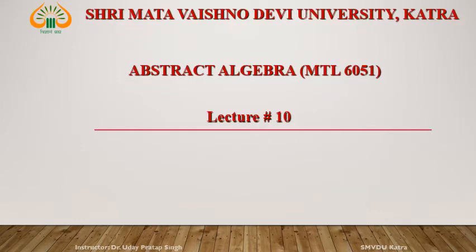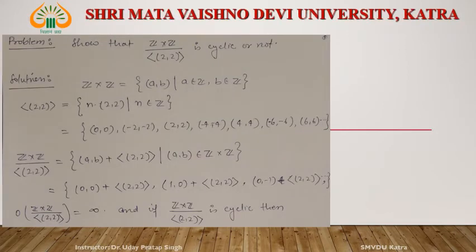Welcome you all in the lecture number 10 of Abstract Algebra MTL 6051. In this lecture, we will continue from the previous lecture, that is, example of the factor group, what is simple group, what is conjugate class, and class equation. Let us see the example related to the factor group.